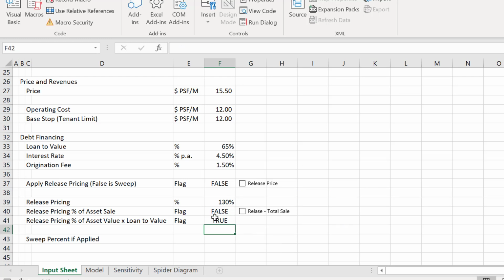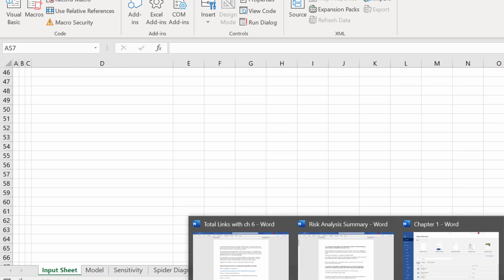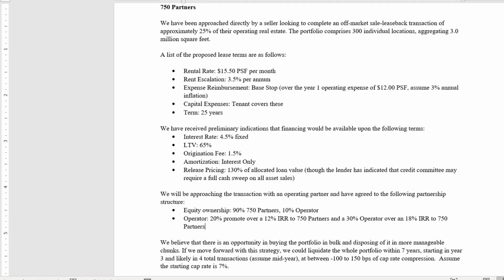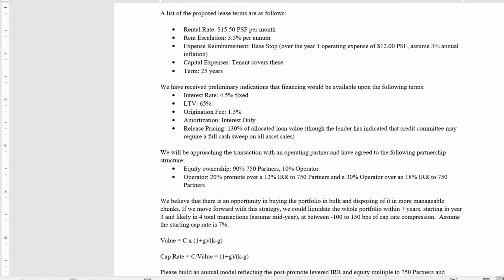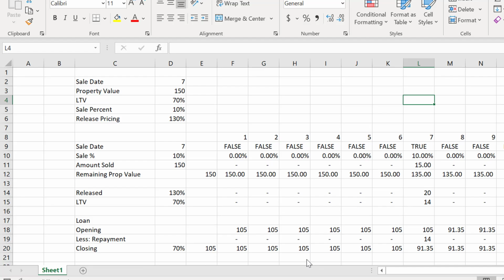Okay, so we can apply either assumption, and then for the cash sweep, it said 100%. So we can apply all of these. And then we're just about finished. And the last section we have here is this interesting section on the equity, and this is another reason I looked at this. I said, "Oh my God, this is not so easy," because we have a little table for the 750 partners or the operator.